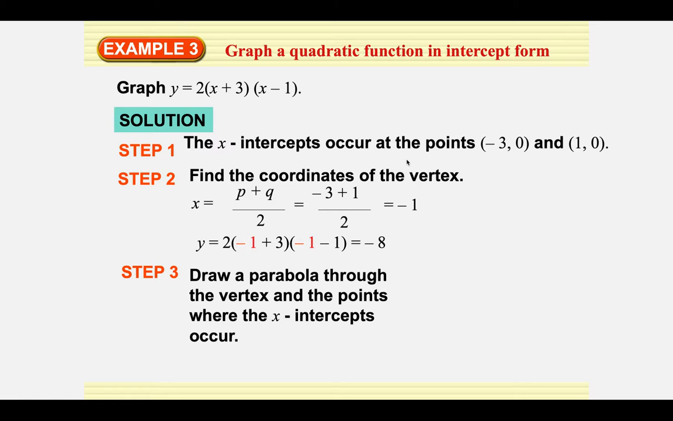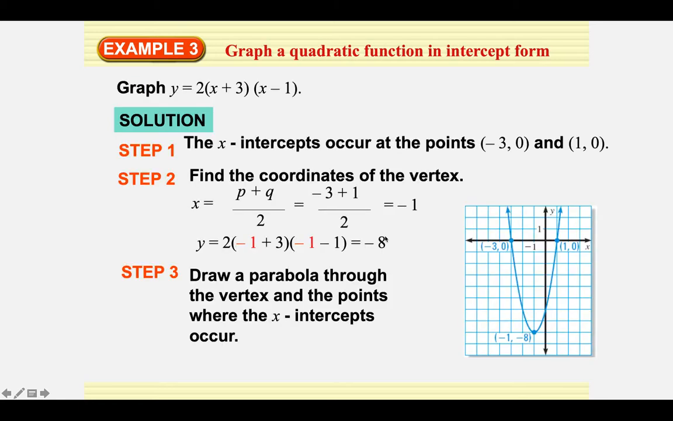It's going to give you the same exact value for x. All right, so to find y, we're going to do what we did before. We're going to plug in negative 1 for x and simplify, and we get negative 8. And here's our lovely parabola.